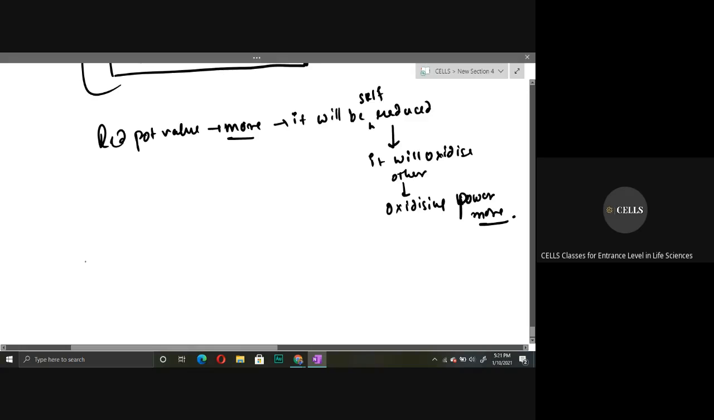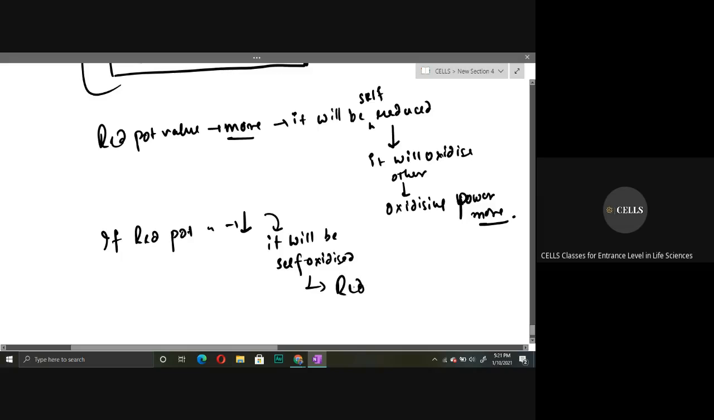And if the reduction potential value is less, it means it will be self oxidized, it will reduce others, so the reducing power will be more. This is a very important concept.